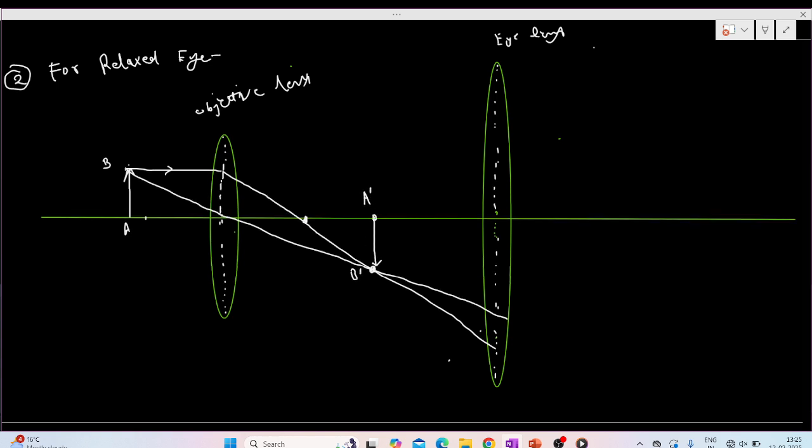Now A dash should be set, you have to manage A dash so that it should lie on the focus of the eye lens. Somehow you have to make the adjustment in such a way that A dash should be the focus point of the eye lens. So this should be the focus of the eye lens, like FE dash, and let's say this is FE. In the same way, we also have to mention the focus of the objective lens.